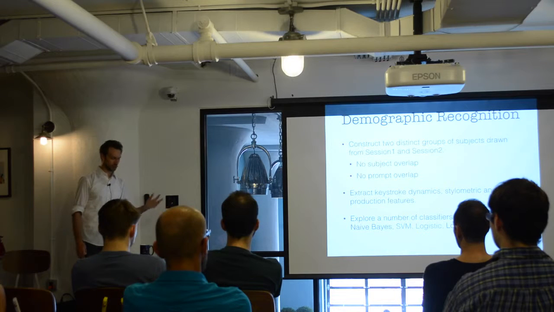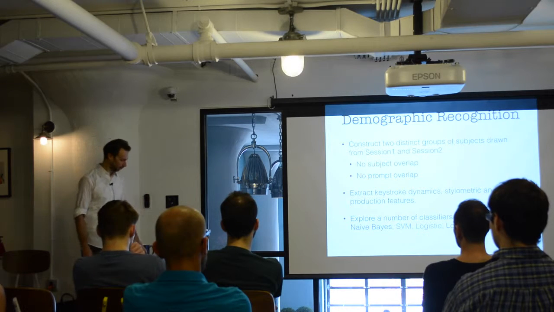So we construct distinct groups of subjects drawn from session 1 and session 2. No subject overlap, no prompt overlap. So totally unique groups of people. We're going to try to model these different demographic groups by keystroke dynamics, stylometric, and production features. And we'll just explore a bunch of classifiers because we don't really care about the classification routine that goes into this. We're just looking to see if there's any signal here at this point.